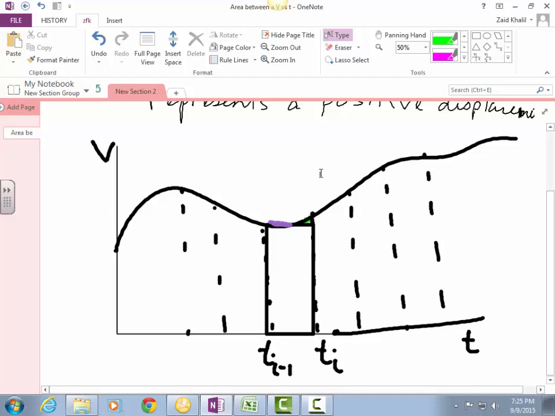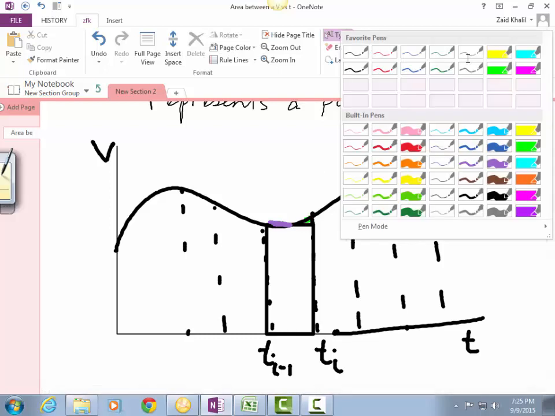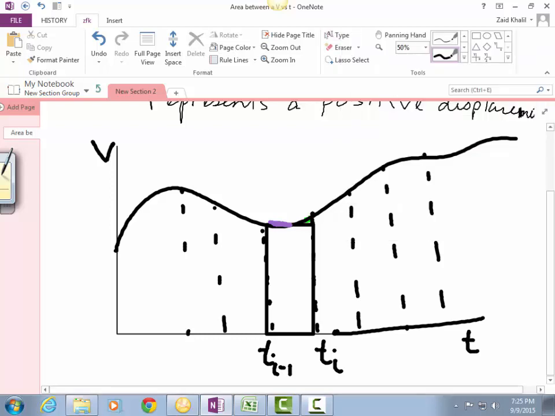Now let's find what the area of a rectangle is. It's pretty straightforward. You started learning this in like 6th grade. How do you find the area of a rectangle? It's the height times the width. The width is equal to the change in t, so that width is t sub i minus t sub i minus 1. What's the height? Well, that's not so obvious. The height is going to equal this function evaluated at some point in between t sub i minus 1 and t sub i.